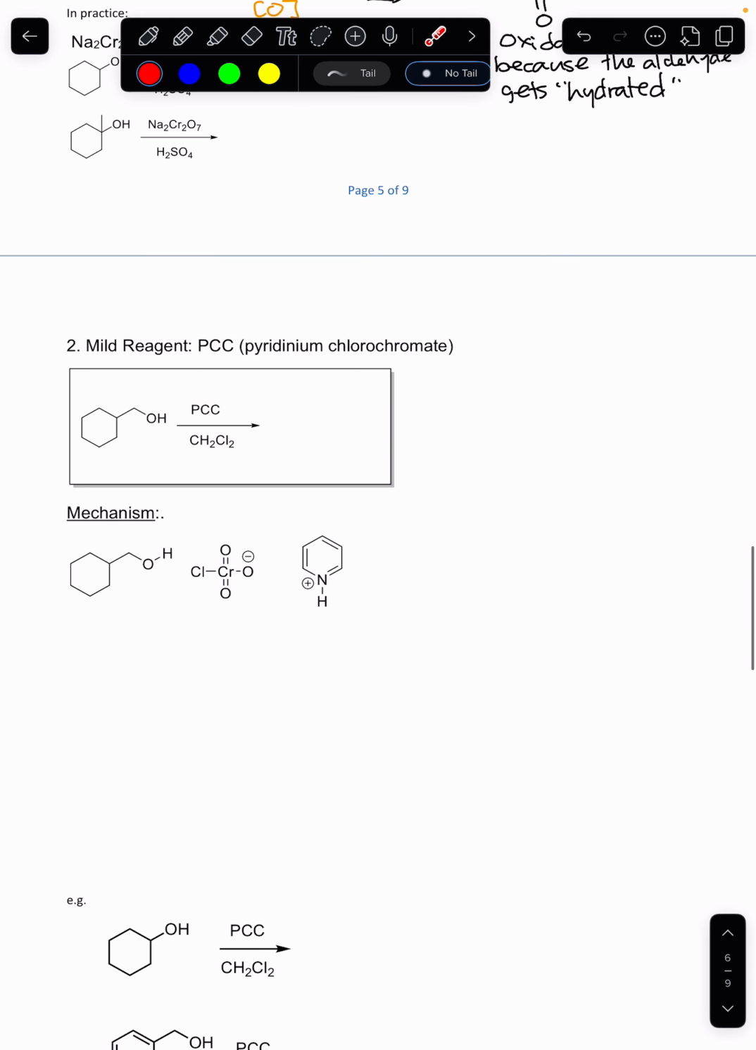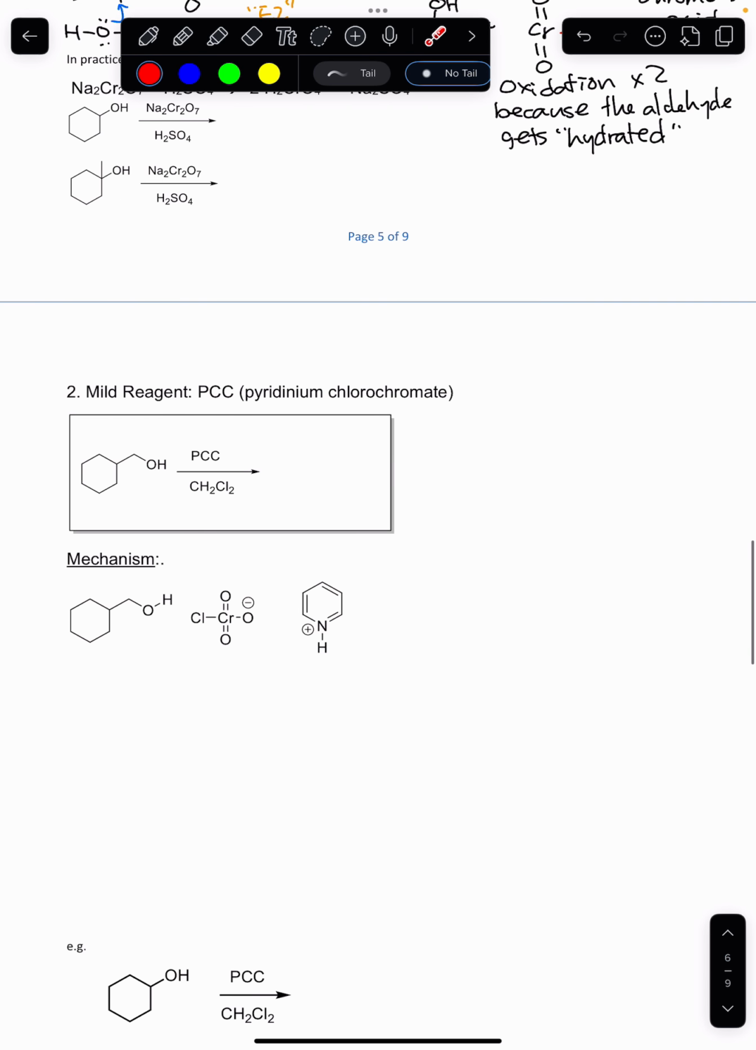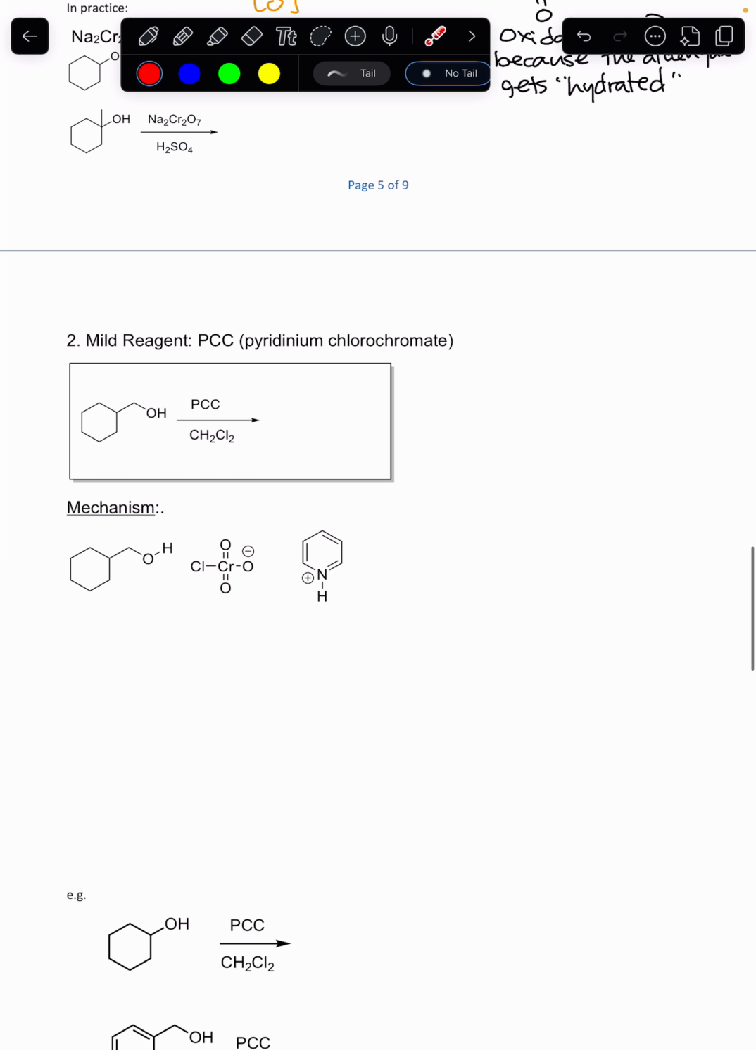I want you to think about it. Okay. Now let's contrast that to the mild reagent situation. An example of this is going to be pyridinium chlorochromate. Now, excuse me, there's other examples kind of like this, but for our class, that's probably the only one that you would see right now.